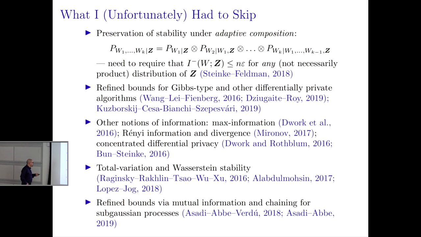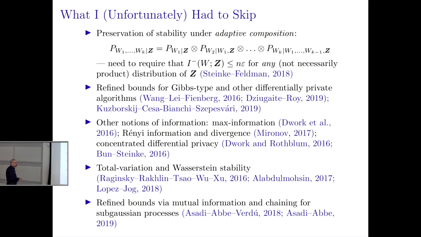I also didn't talk about other notions of information. For example, max information, there's a nice paper by Dwork et al. from 2016. Max information, in information-theoretic terms, is basically the sup norm of the information density. Sometimes it's bounded, and when it's bounded, you can actually get a lot of cool things. Rényi information and Rényi divergence. For example, there's a nice paper by Ilya Mironov about this. Concentrated differential privacy, first introduced by Dwork and Rothblum and then analyzed and extended by Bun and Steinke.